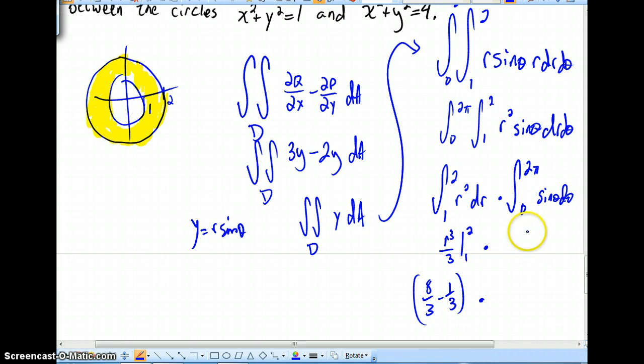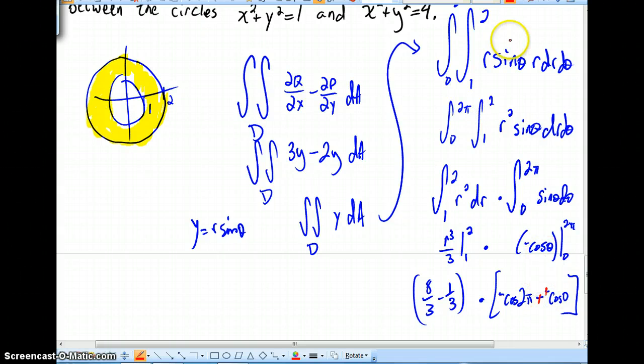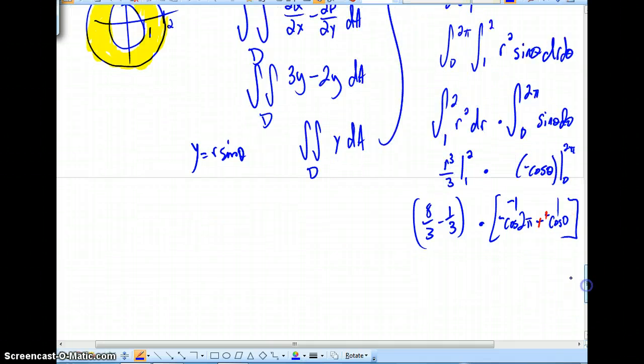What's the antiderivative of sine? Well, we get negative cosine. And we'll evaluate that between 2 pi and 0. But look, very quickly we can see that this is negative cosine of 2 pi minus negative cosine of 0. Well, minus a negative, of course, is going to become a positive. But the cosine of 2 pi and the cosine of 0 are both 1. So this would become negative 1, and this is still a positive 1. Wow, this is a 0, and this is 7/3. Our final answer is going to be 0.